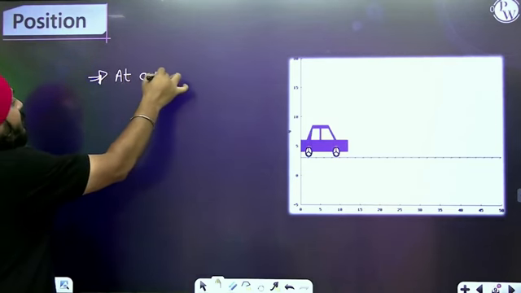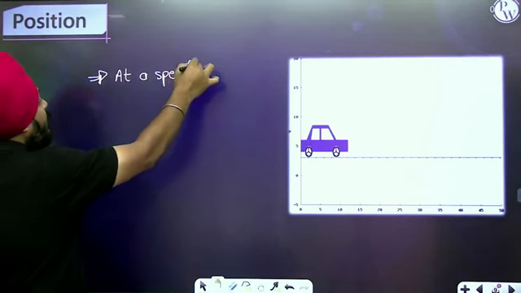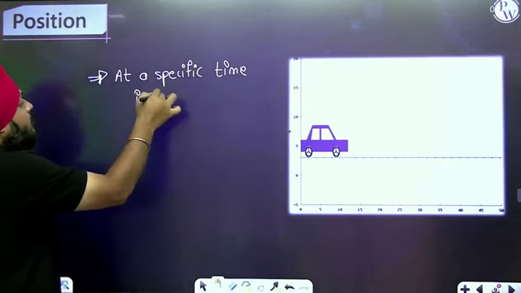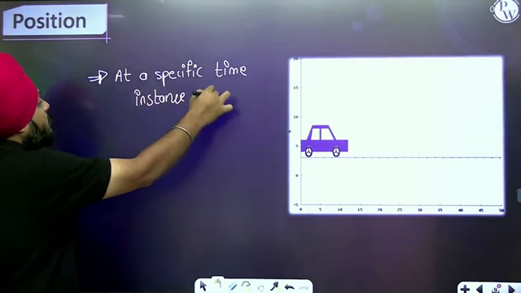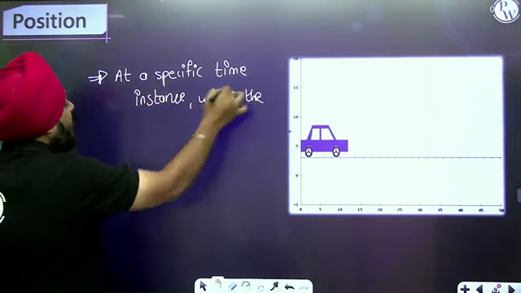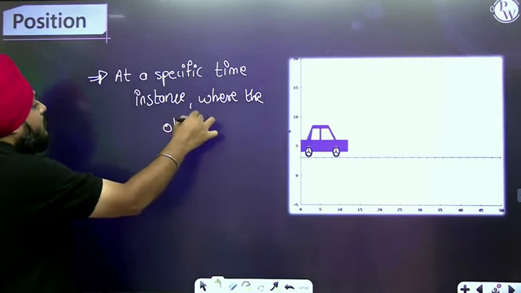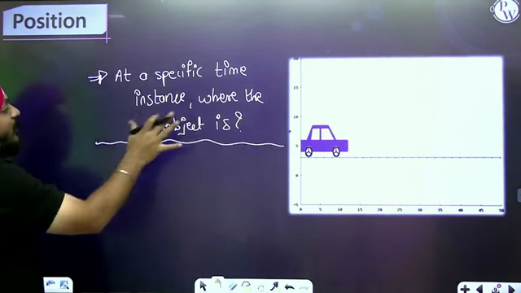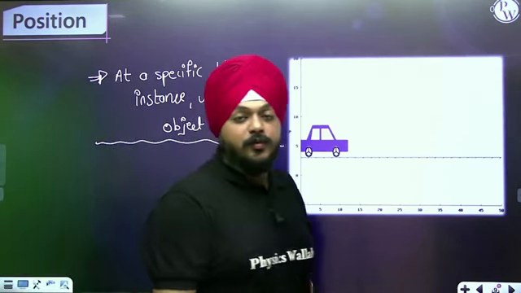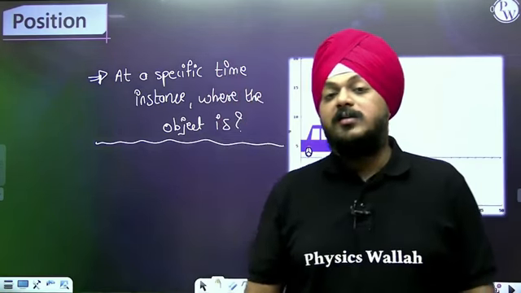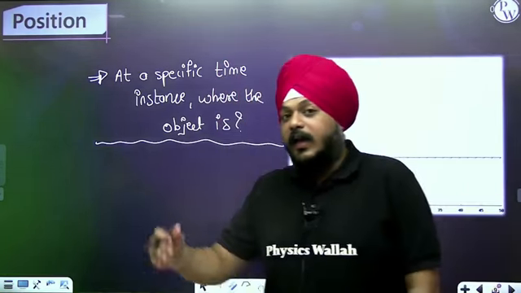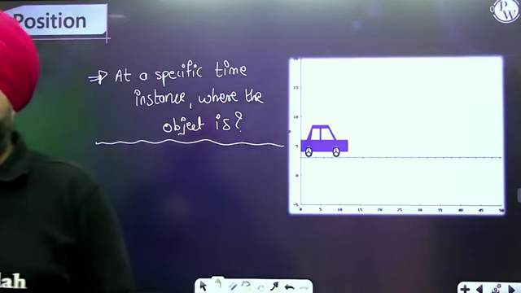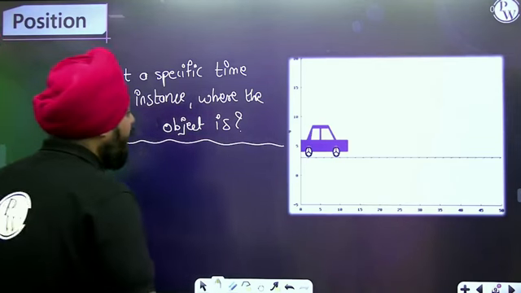At a specific time instance, where the object is. The one who understands this statement will get the definition of the position. At a specific time instance, where the object is.